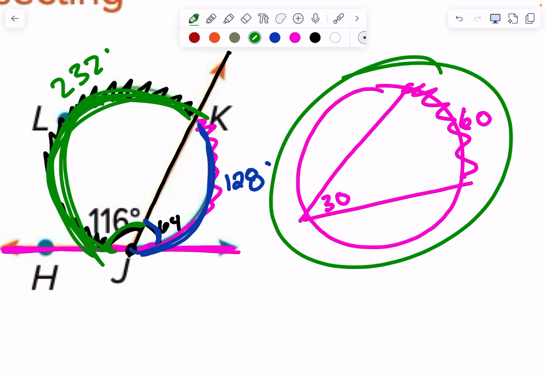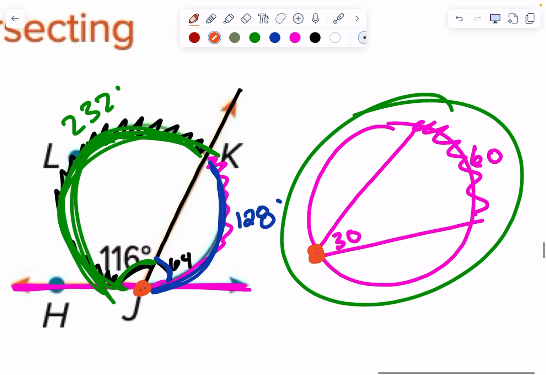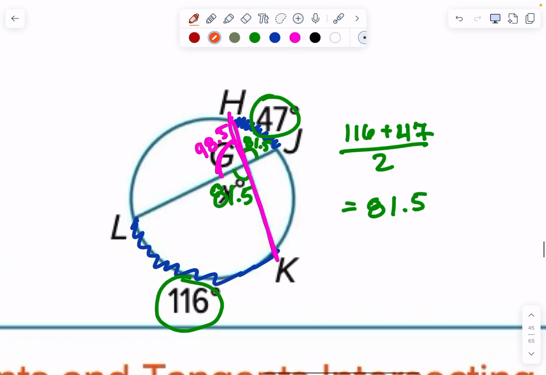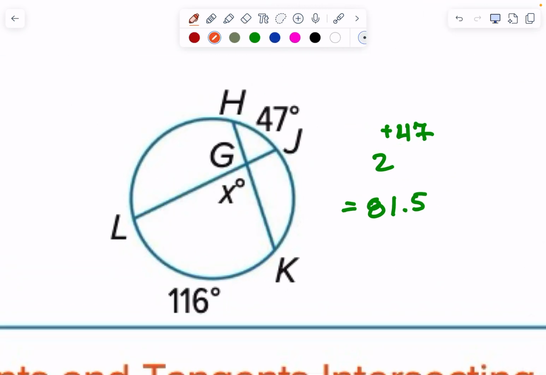Okay, take a look at the vertex right here. The vertex is on the edge of the circle, right? So it's like the double thing, if it's on the edge of the circle. Now, here, the vertex where those two lines were crossing is inside of the circle, right? So I have to average them together to figure out what those angles are. Does that make sense?